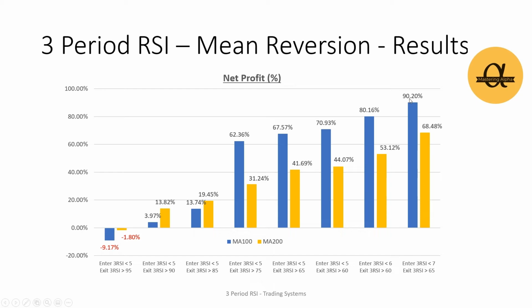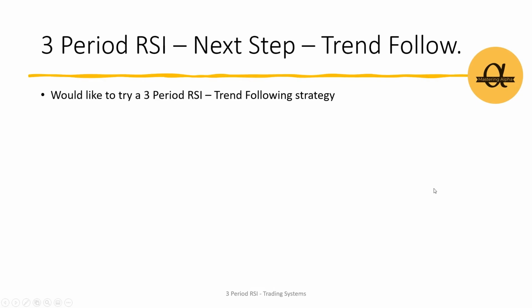You start with a system that maybe a lot of people use and just modify it to make it your own. So this was the example I wanted to show you. So what are the next steps? I had mentioned a trend following system as well, right? So we talked about a mean reversion system. The trend following system is what I'm trying to develop.